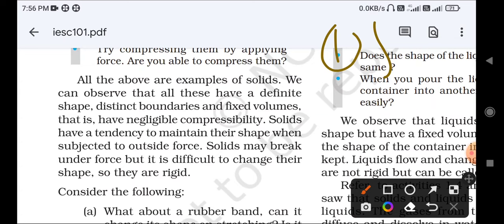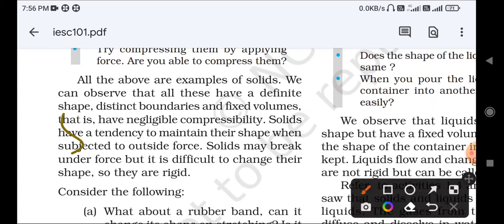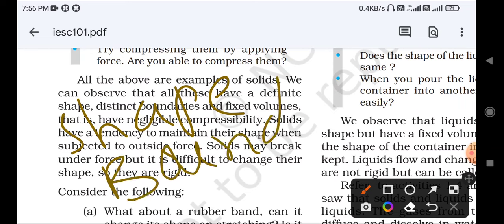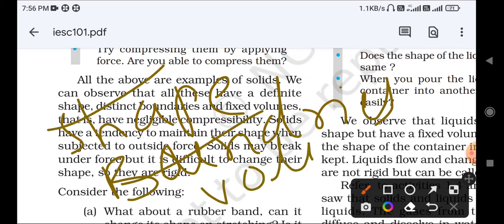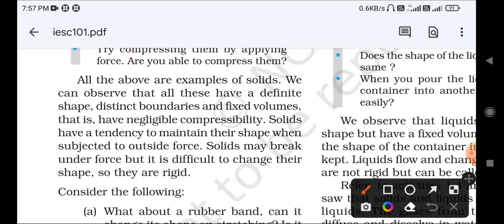Here, a solid always has a definite shape. First is a definite shape, second is definite boundaries. They have definite shape, definite boundaries, and a definite or fixed volume, and they have low compressibility. So we cannot compress solid particles very easily.